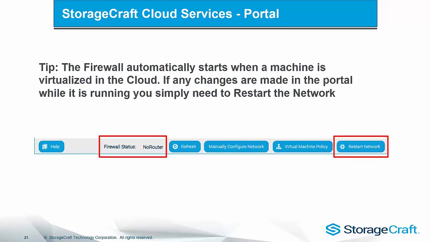By default, the firewall is offline. The firewall automatically starts when a machine is virtualized in the cloud. So if any changes are made in the portal while the firewall is running, you simply need to restart the network. Thanks for your time.